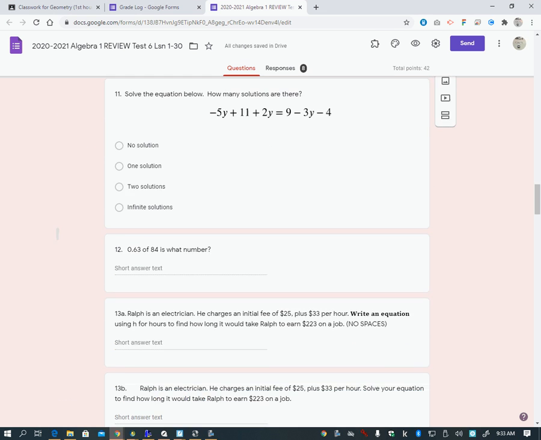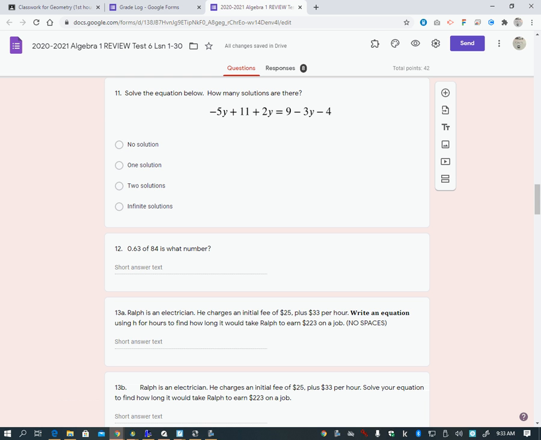11. Yeah, we got time. Solve the equation below. How many solutions are there? All right. What do we need to do here? Can we combine like terms on one side? Okay, what like terms on what side? Okay, so negative 5y and 2y. We can combine those. What do you get? Negative 3y, because negative 5 plus 2 is negative 3. Plus 11 equals 9. Are there any like terms over on the right hand side? 9 minus 4, good. 9 minus 4 is 5 minus 3y, okay?